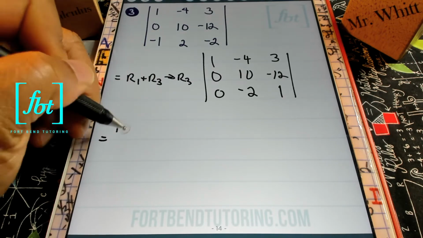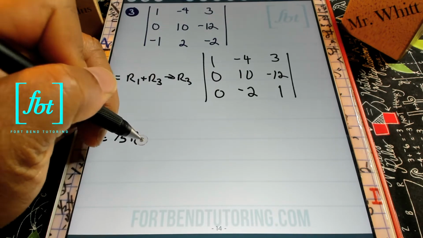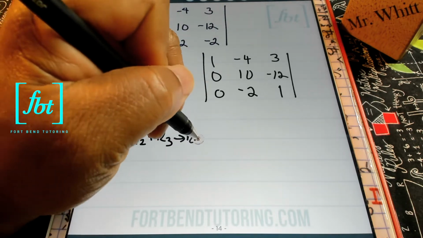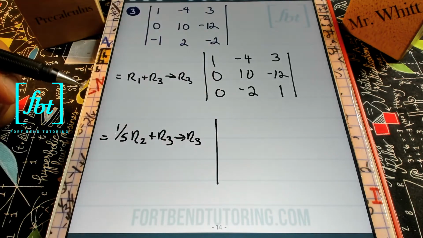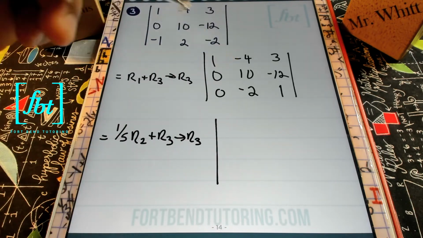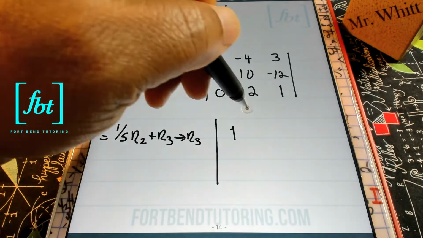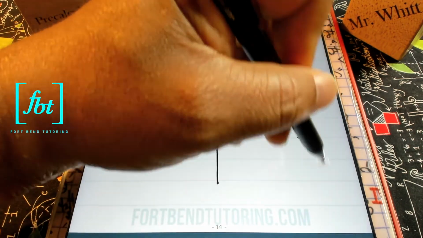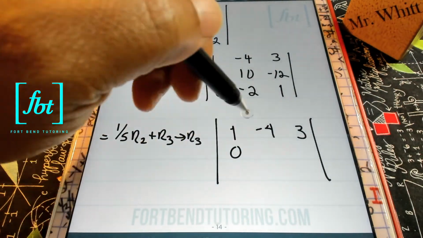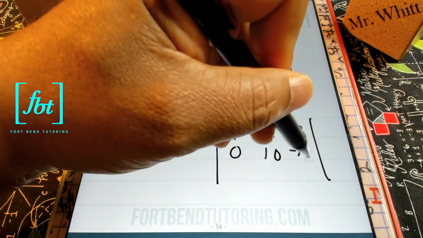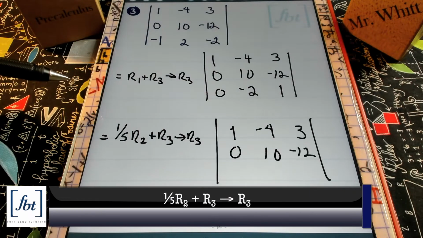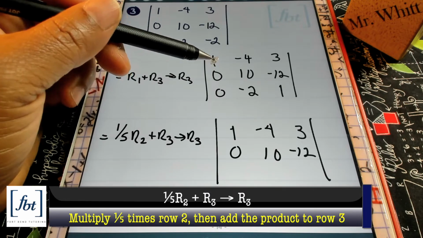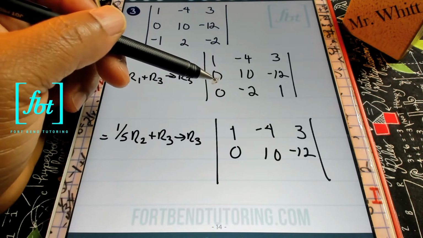I'm going to have 1/5 row 2 plus row 3, putting the result in row 3. So this means that once again, only my third row will change. So I'll continue to bring down the first two rows as is. I have 1, -4, 3, as well as 0, 10, negative 12. And then as far as the third row is concerned, I need to divide every term in row 2 by 5 and then add it to the corresponding element in row 3.